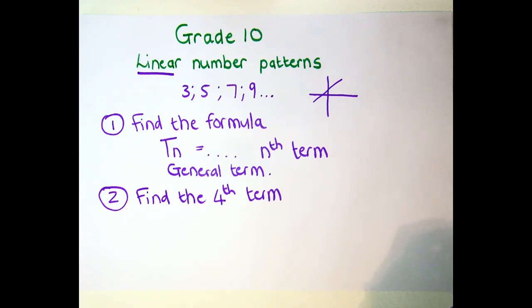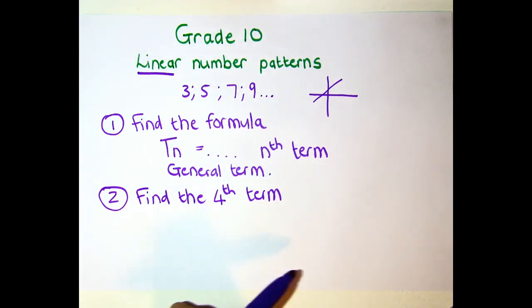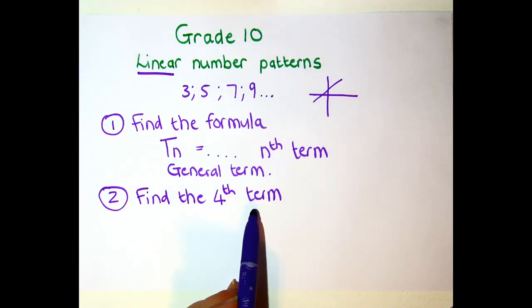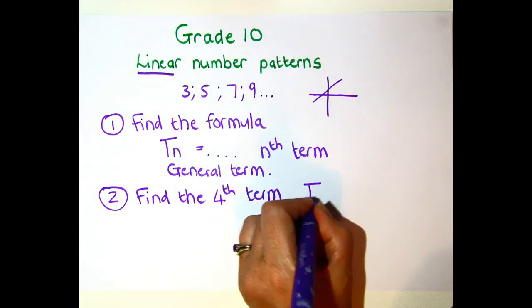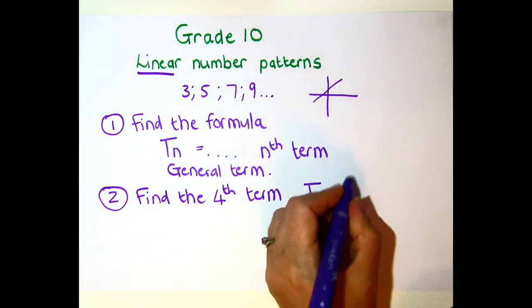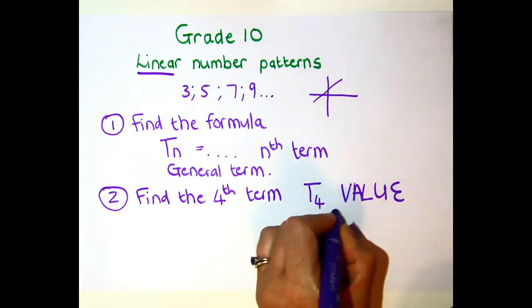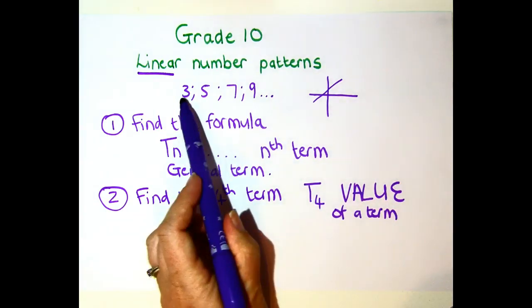The second kind of question they can ask you is to find the 4th term or 3rd term or 450th term. They want you to find an actual value for one of the terms in the sequence. This can also be asked in this way. They can say find T4. And what they're asking you for here is the value of a particular term. So they want to know what is the number that is in the sequence.